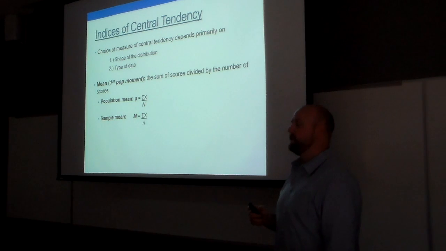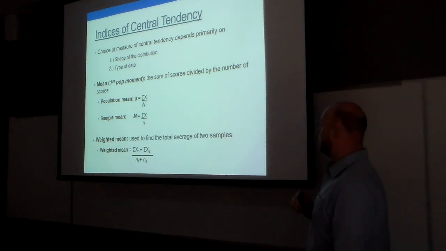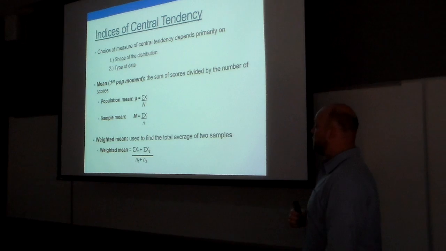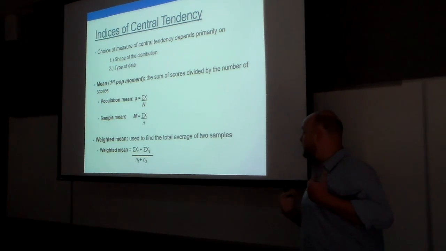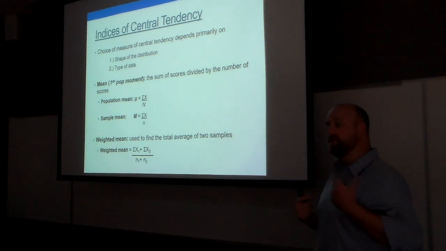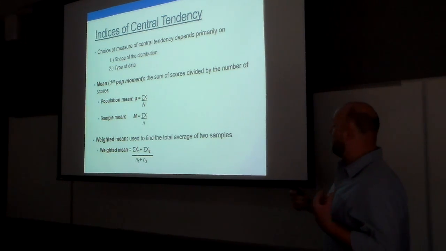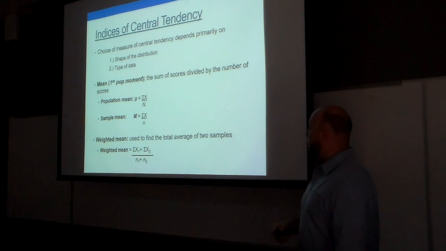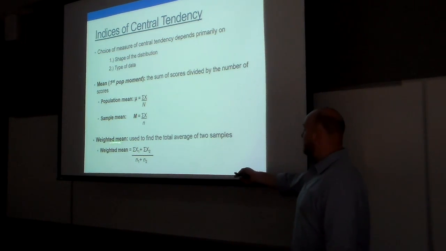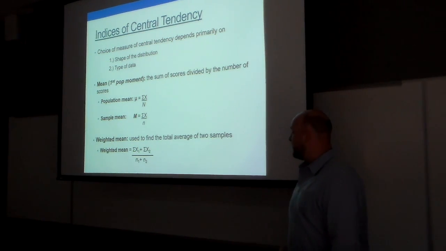I'm probably not the first to tell you about the mean. I'm sure you guys have a handle on that. Weighted mean is a little bit different. You calculate this to find the total average of two samples, okay? Weighted mean is going to be the sum of values in sample 1, plus the sum of all values in sample 2, over N1 plus N2.